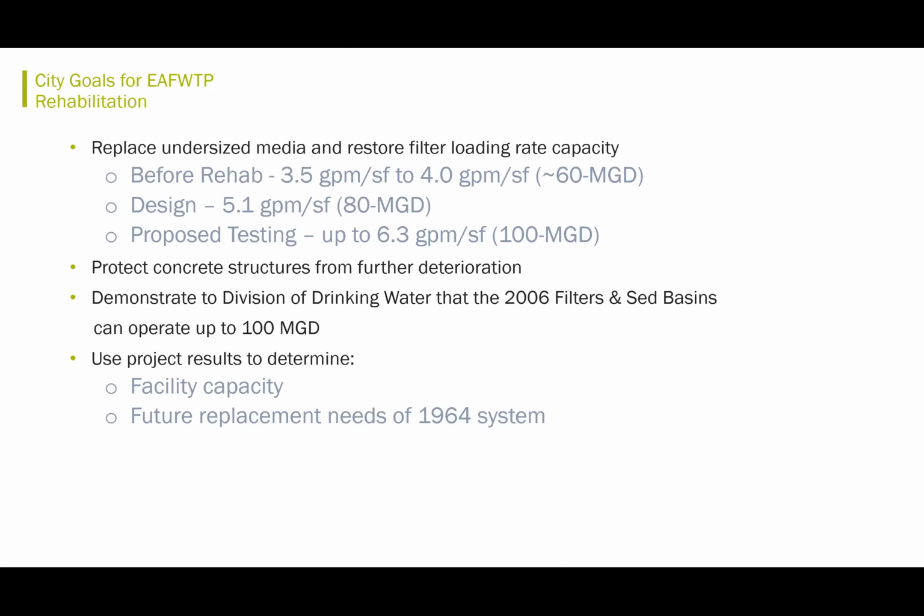The water is pretty soft, and they're having deterioration of the concrete structures, and so they wanted to protect them from further deterioration and demonstrate testing that they could get up to 100 million gallons a day through those filters. And so they're going to use this work to determine what the facility capacity is, and then also look at what they need to do to upgrade or replace the 1964 system, which is in pretty sad shape.